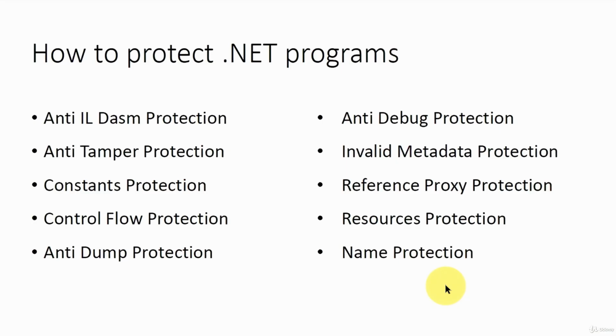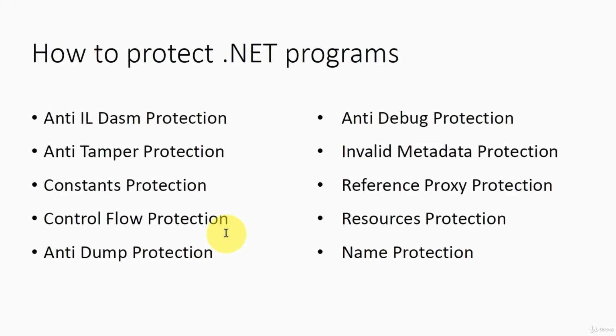There are several techniques to make it difficult for .NET programs to be decompiled. And here are some of the techniques that are available. First is anti-ILDASM protection. In this technique, you are trying to prevent decompiling with ILDASM. The second technique, anti-tamper protection. And the third technique is obfuscating the constants in the software itself.